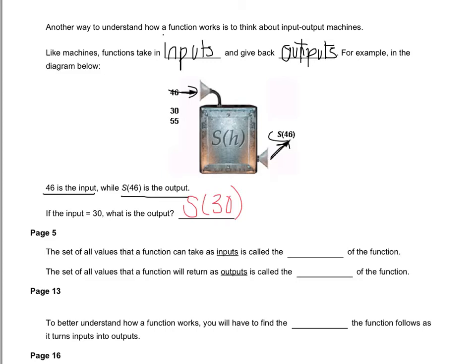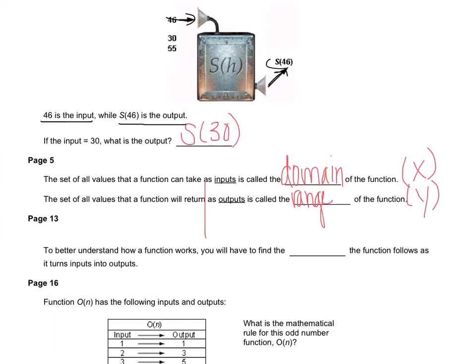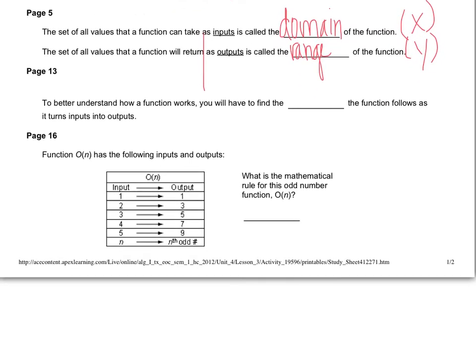The set of all values that a function can take in as inputs is called the domain of a function. That is all of your x values. And the set of all values the function will return as outputs is called the range, and that is also your y values. In order for us to actually find those inputs and outputs, we have to find or be given the rule or the equation that the function follows, because otherwise we can't find anything.